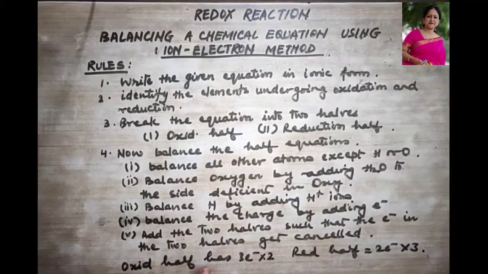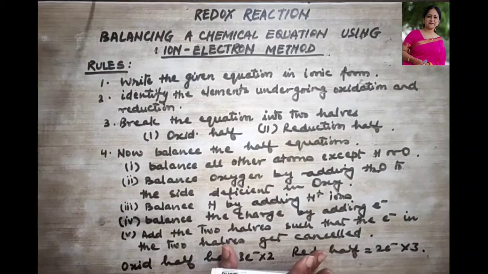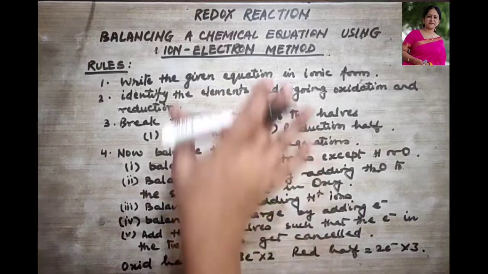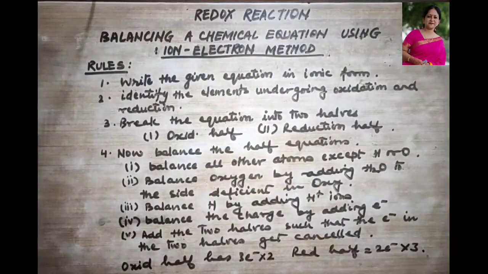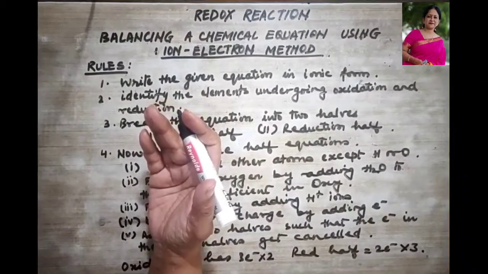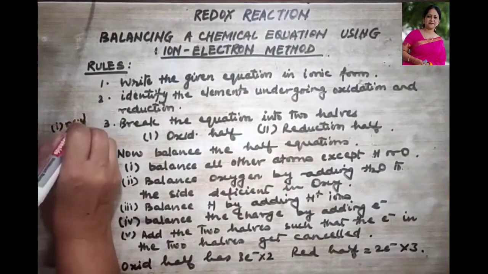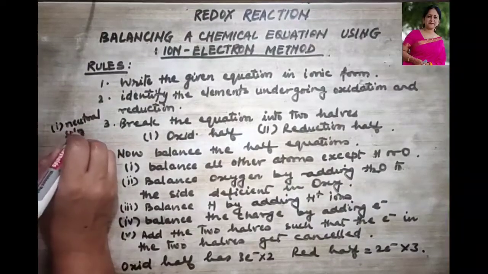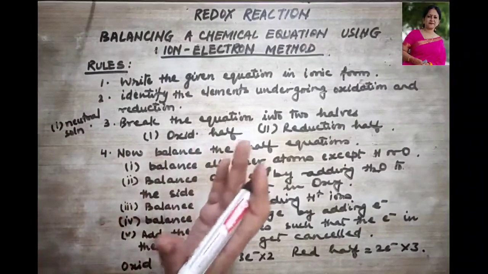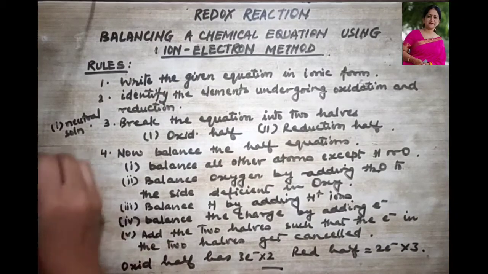Then we shall eliminate these electrons from either side. Is this point clear? Now, if you have followed these steps, then these are the initial steps that have to be followed. Now, this step is feasible for what kind of solutions? Firstly, it is for the neutral solution.